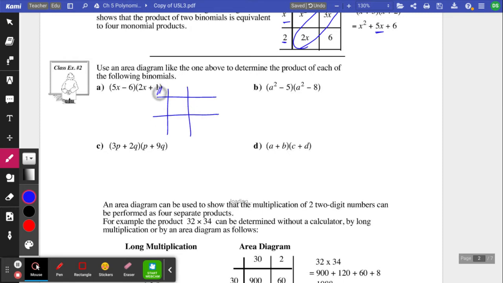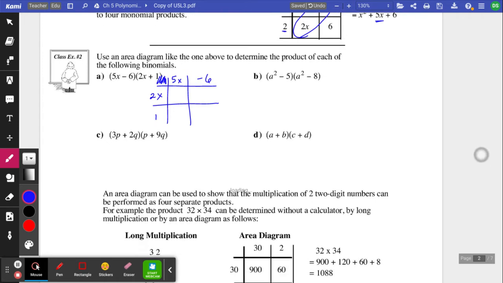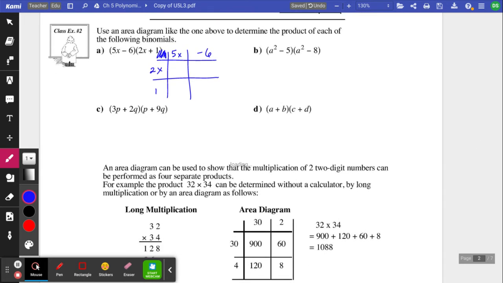By the way, leave this top corner empty. That's important that you leave the top corner of your chart empty. Then put your 5x and your minus 6 there, and your 2x and your plus 1 down there. It doesn't really matter which binomial goes on which side. What's important is that you leave the top left-hand corner empty.